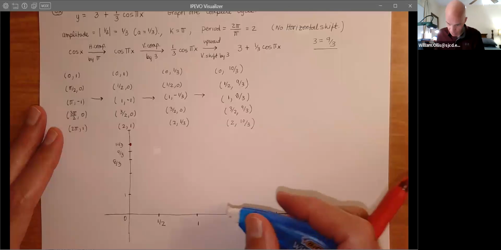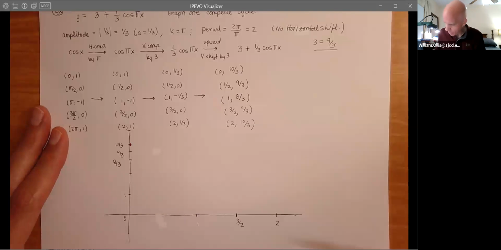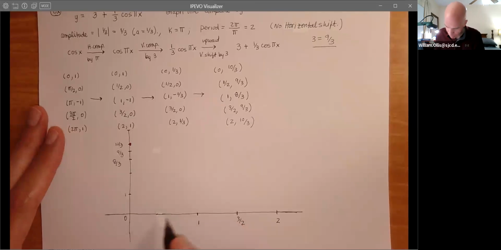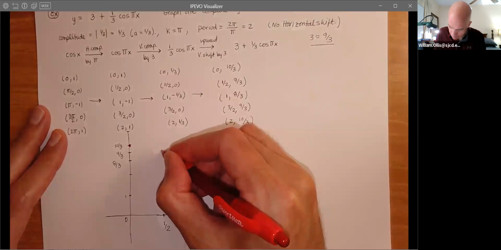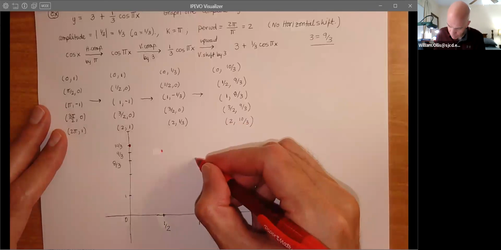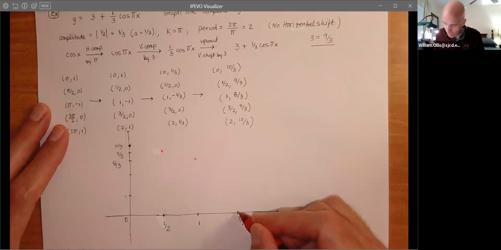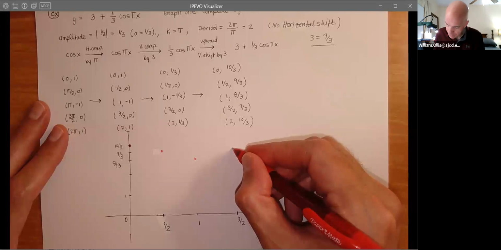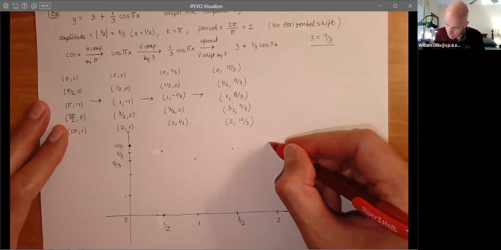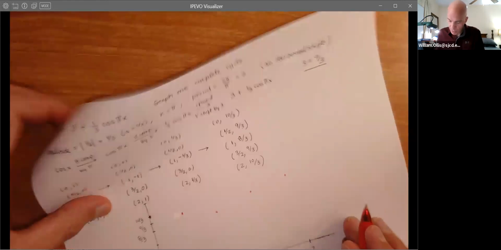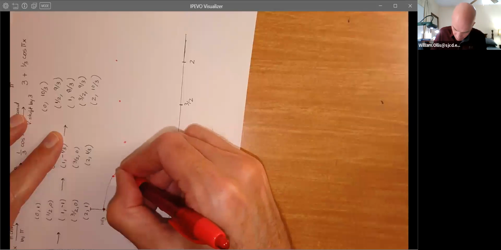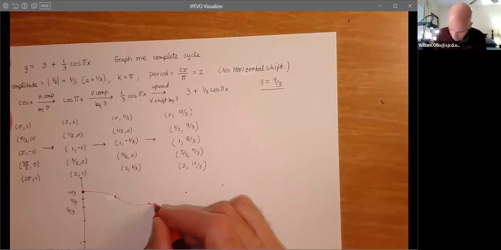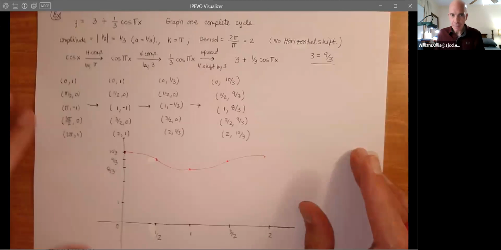Let's see here. Let me move this over a little bit, get these a little bit better spaced. That's just not good. So about right here. So 1/2, 9/3. And then 1, 8/3. And then 3/2, 9/3. And then 2 back up to 10/3. So now I can go ahead and draw. It's nice and spread out. So we've got a nice spread out curve.